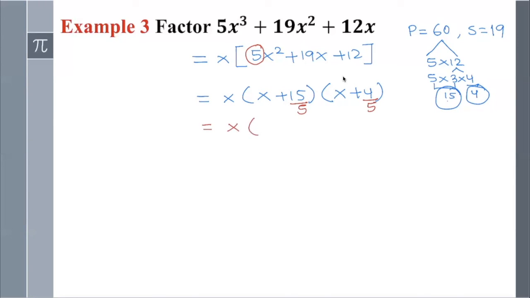So 15 divided by 5 is just 3. So we get x plus 3. And here 4/5 is a reduced fraction, so we cannot reduce that further. So what we do is we move that denominator to be the coefficient of x right here, and we'll write 5x plus 4. So the factors of the given trinomial are x times x plus 3 times 5x plus 4.